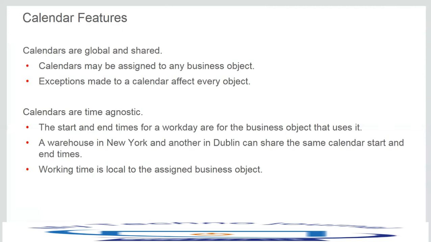So where do we use the calendars? A calendar models the breakdown of working and non-working time, and can be used by many business objects such as warehouses, organizations, and projects. The calendar does not track which objects are using it. So when exceptions are made to a calendar or schedule definition, they apply to every business object that uses it.